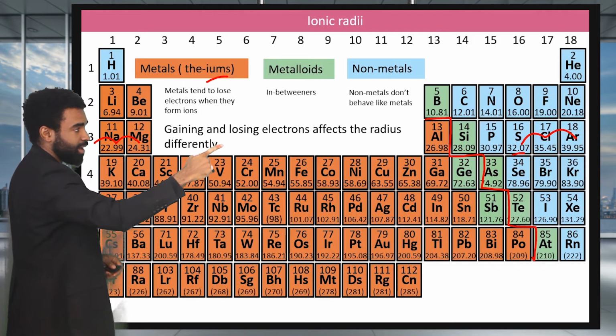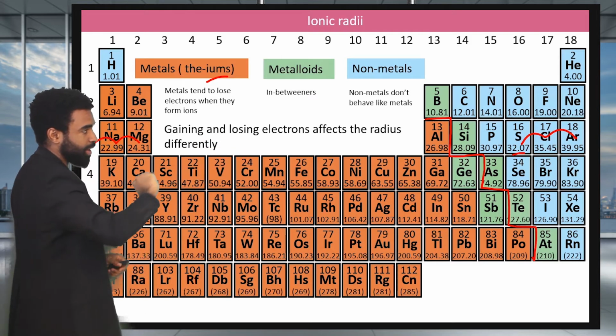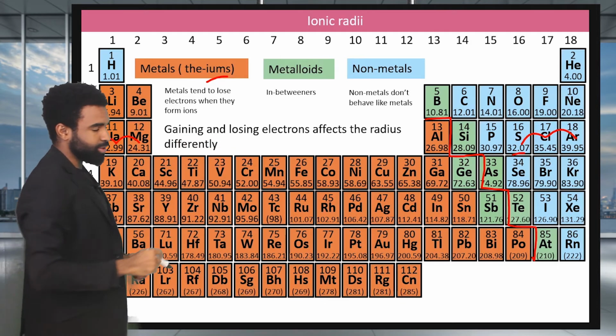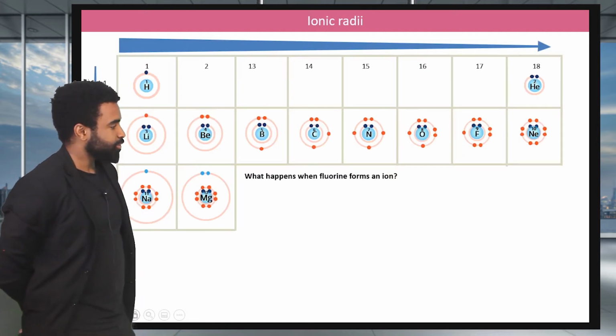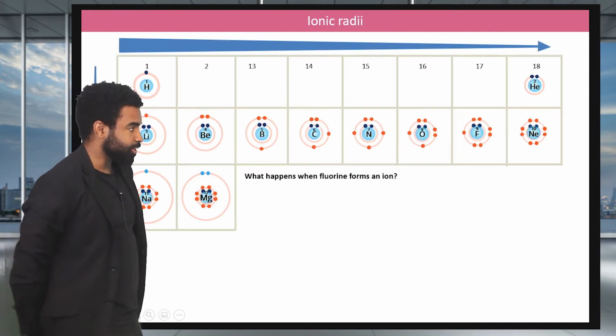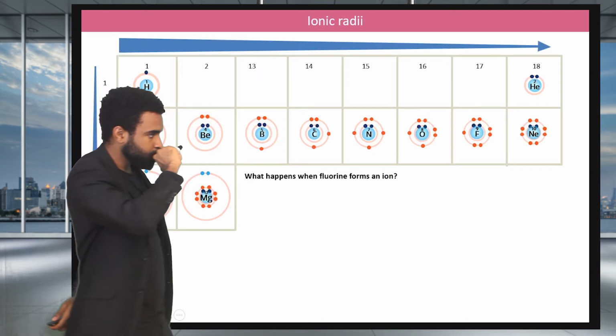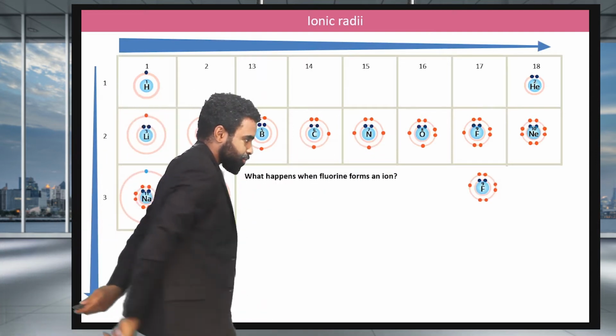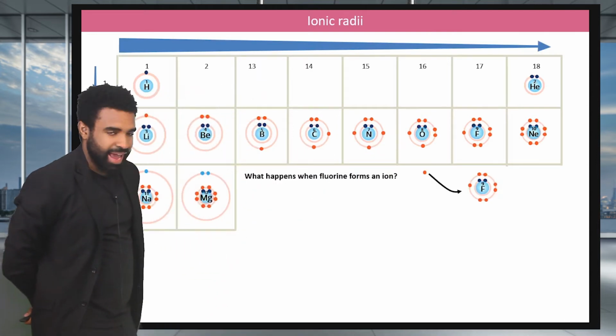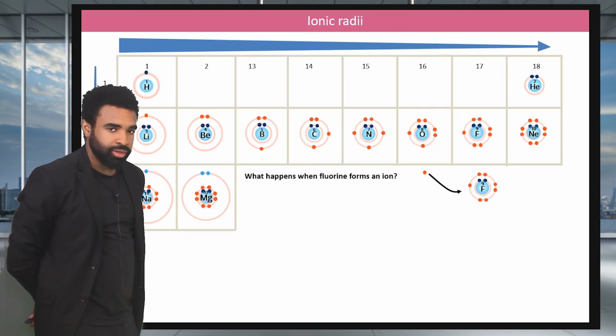Their ionic radii are going to be affected in different ways. Okay, so gaining and losing electrons affects the radius differently. Let's look at an example starting with the anions. What happens when fluorine forms an ion? So here we're going to add an electron to fluorine. What do you expect will happen?